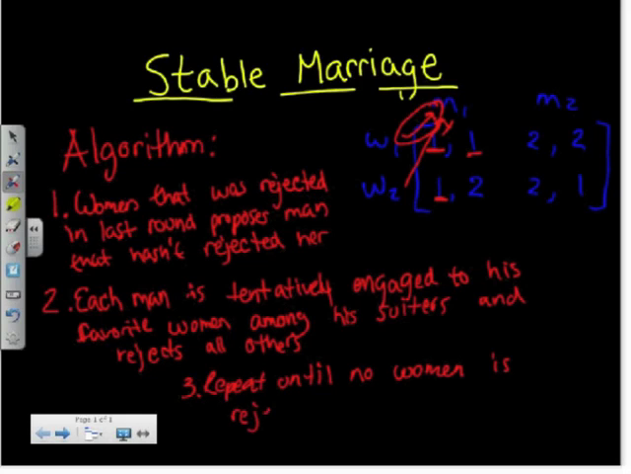So therefore, woman 2 would now go back to step 1, where that woman was rejected. She proposes to a man that hasn't rejected her. So she would then propose to her next favorite, which is man 2. Then we go on to step 2, and man 2 would pick his favorite of his suitors. Since he only has one suitor, he would accept this marriage. And that's how the algorithm works.